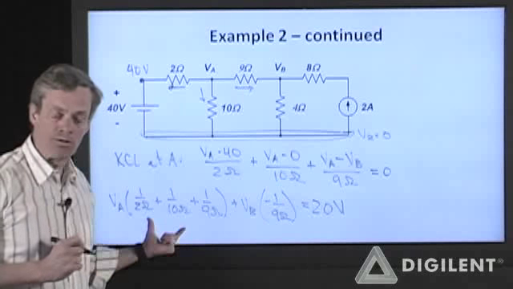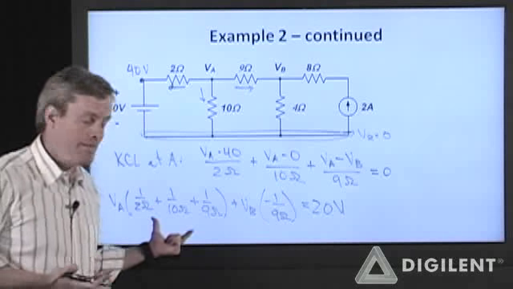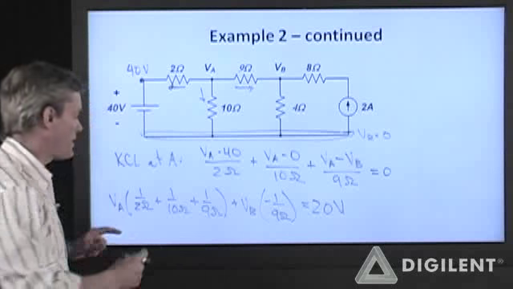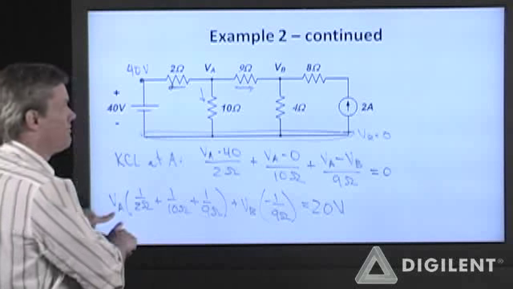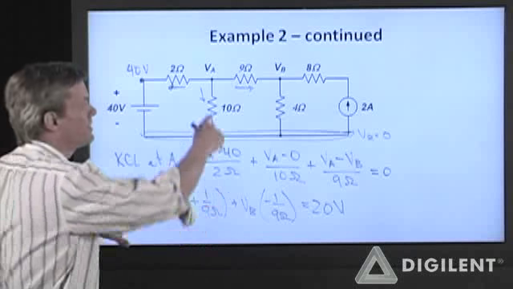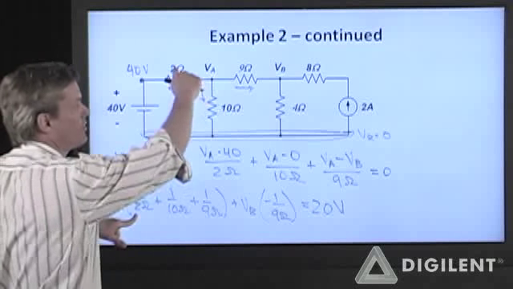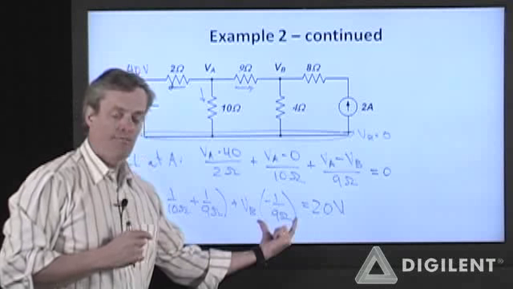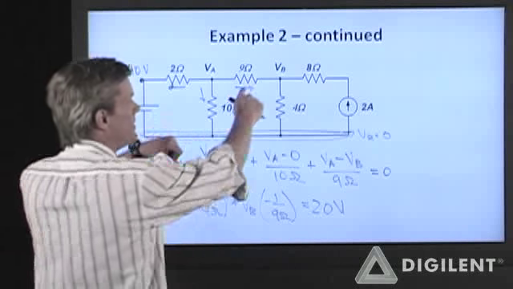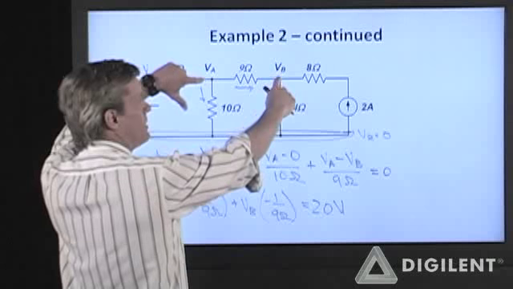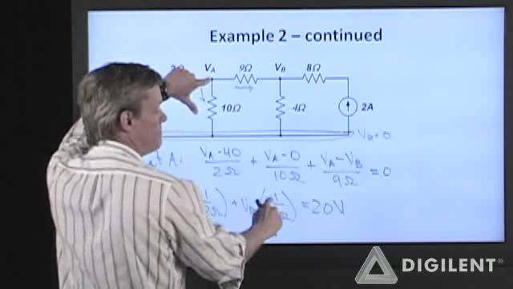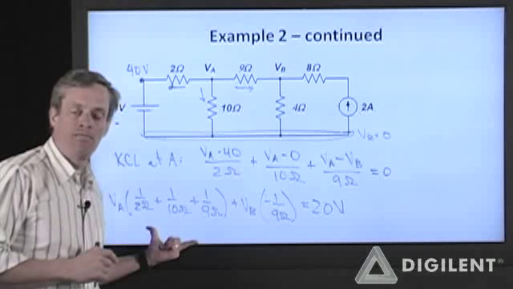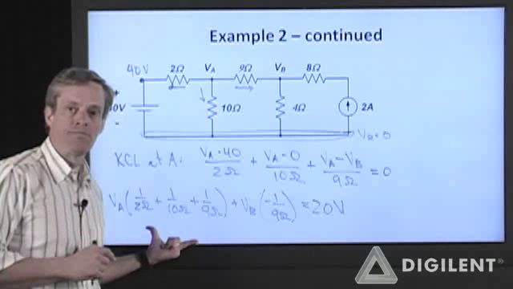This is 20 volts. Now that I've written this equation, let's take a look at a sanity check on it. The multiplicative factor on V sub A is the sum of the conductances at node A, 1 over 2 plus 1 over 10 plus 1 over 9. The multiplicative factor on V sub B is the negative of the conductance between V sub A and V sub B, minus 1 over 9. It doesn't look like there's anything obviously wrong with this equation.